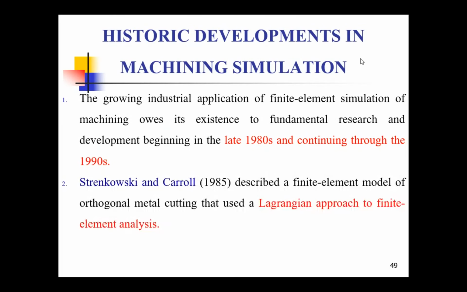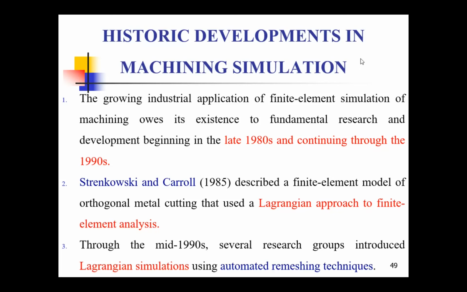It started in the year 1985 when Stenkovsky and Karol described a finite element model. They used orthogonal metal cutting and a Lagrangian approach for analysis. So they considered an orthogonal model and used a Lagrangian model. We will see what the different models are: the Eulerian model, the Lagrangian model, and the arbitrary Lagrangian-Eulerian model. That we will see later on.